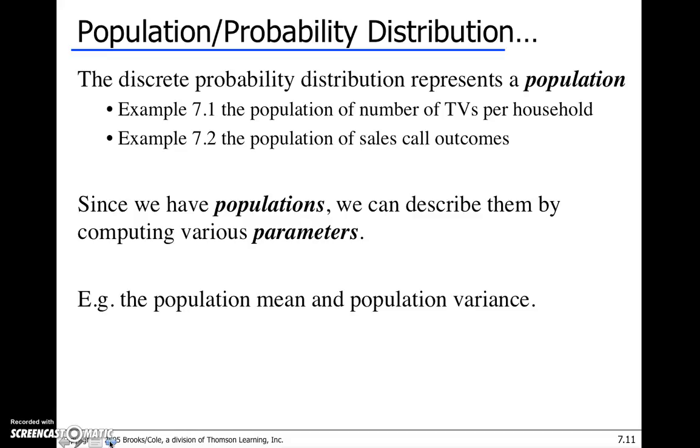Population probability distribution. The discrete probability distribution represents a population. Example 7.1, the population of the number of TVs per household. Example 2, the population of sales call outcomes. Since we have populations, we can describe them by computing various parameters. Example, the population mean and the population variance.